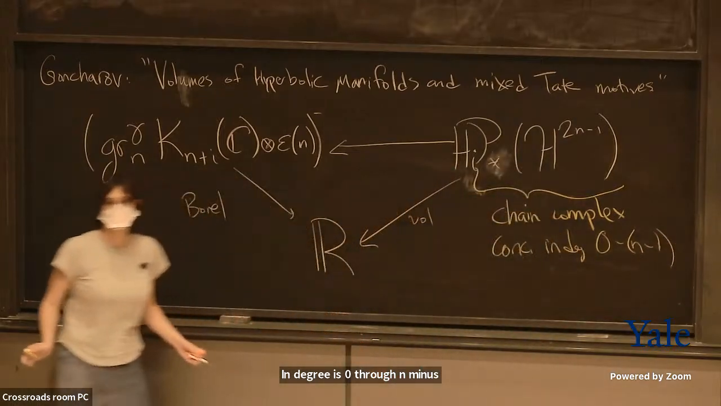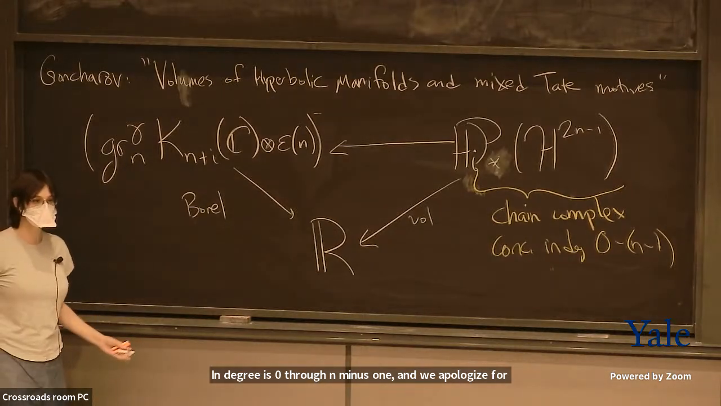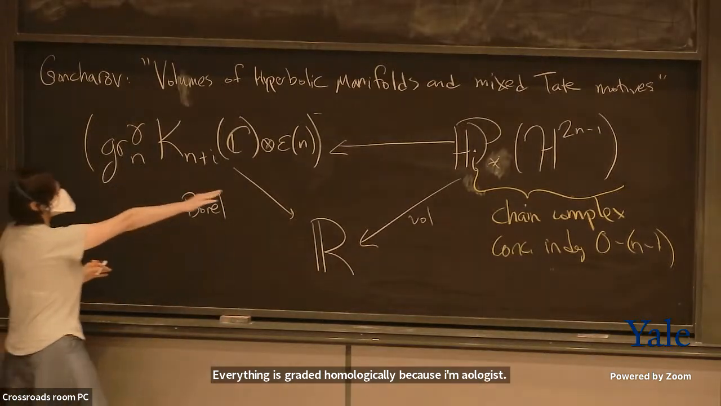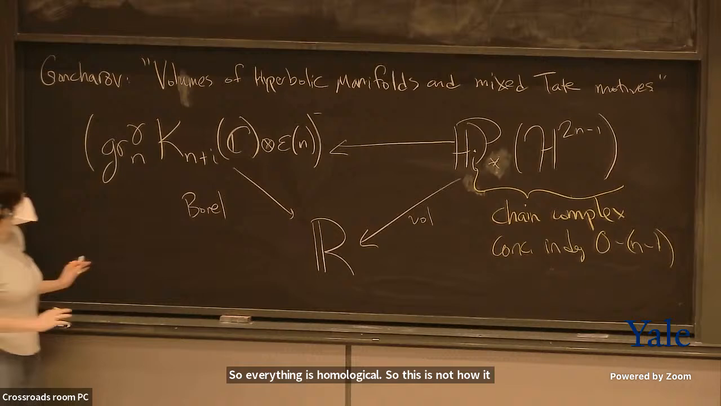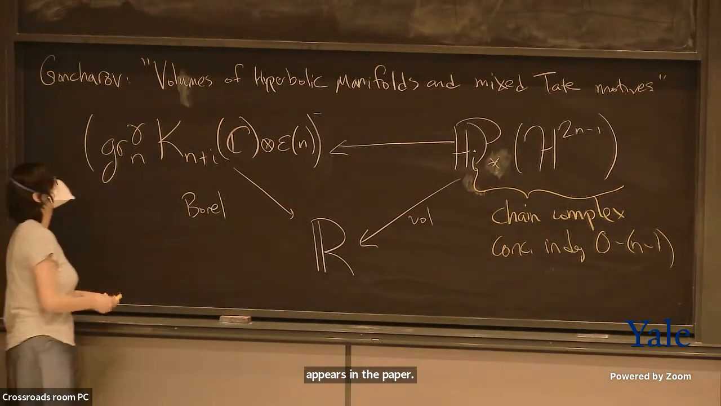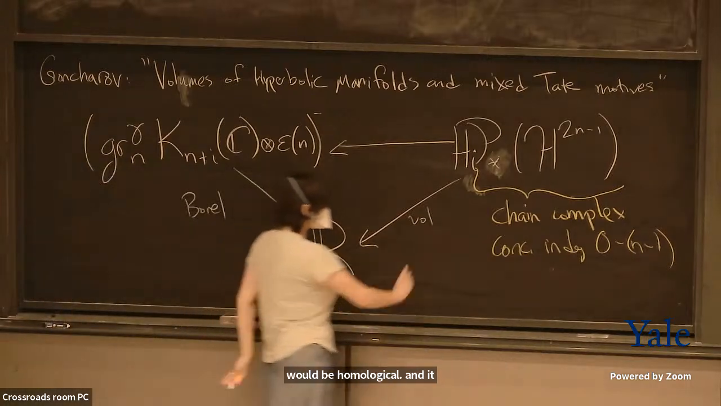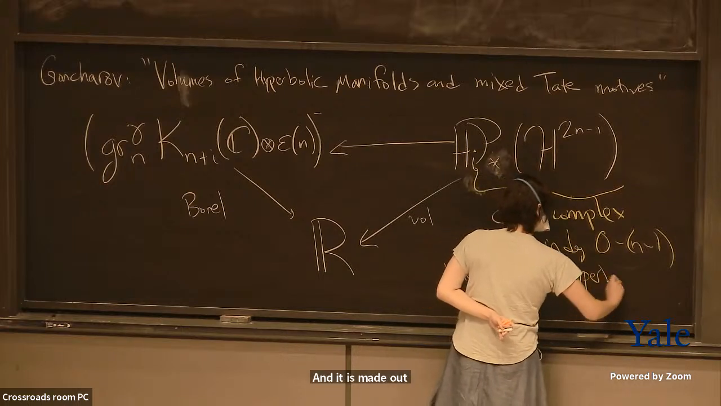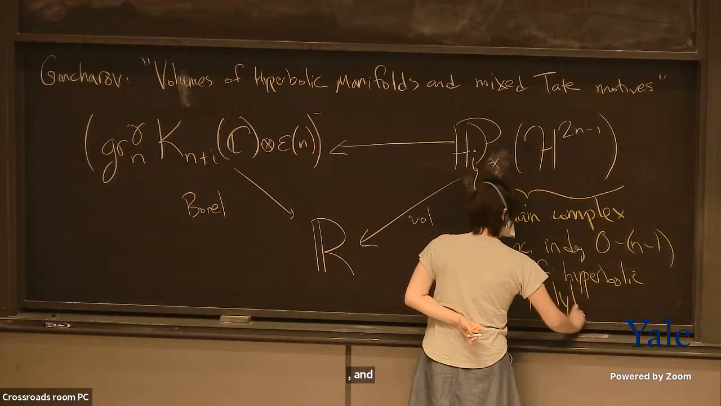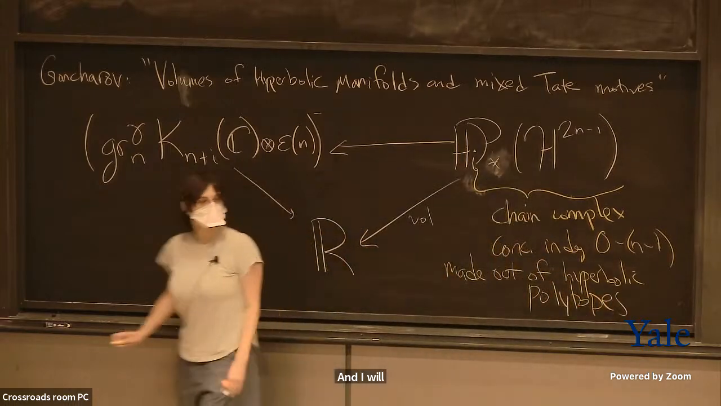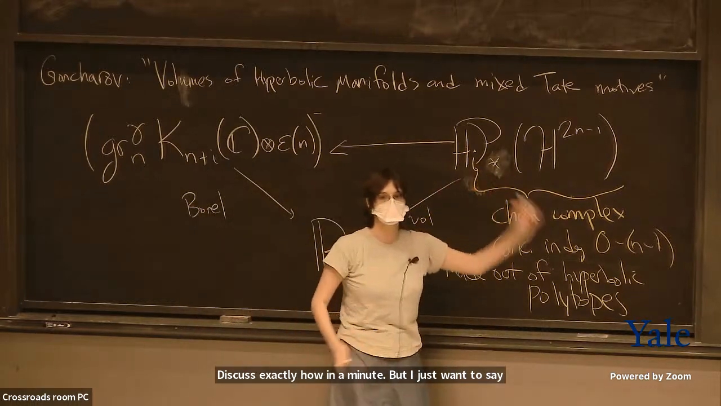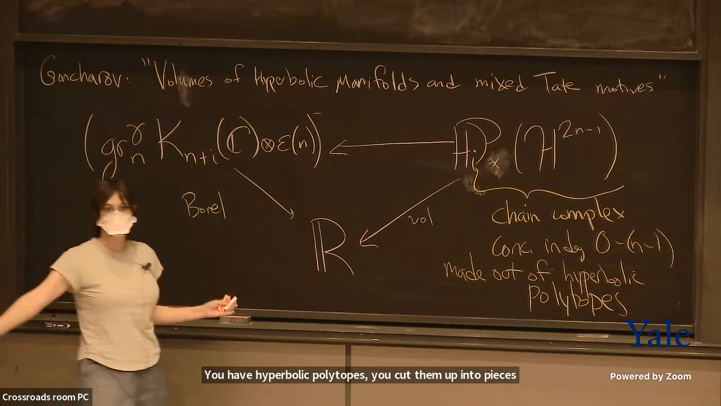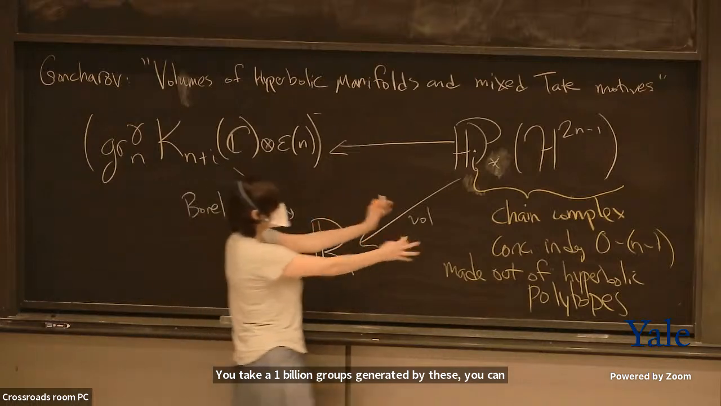And with apologies to Sasha and all the algebraic geometers, everything is graded homologically because I'm a topologist, and so everything is homological. So this is not how it appears in the paper. In the paper, it's done cohomologically. I just regraded it so that it would be homological. And it is made out of hyperbolic polytopes. I will discuss exactly how in a minute, but I just want to say this side is very geometric. You have hyperbolic polytopes, you cut them up into pieces, you take abelian groups generated by these, and you construct a chain complex out of this. And so this side is extremely geometric.